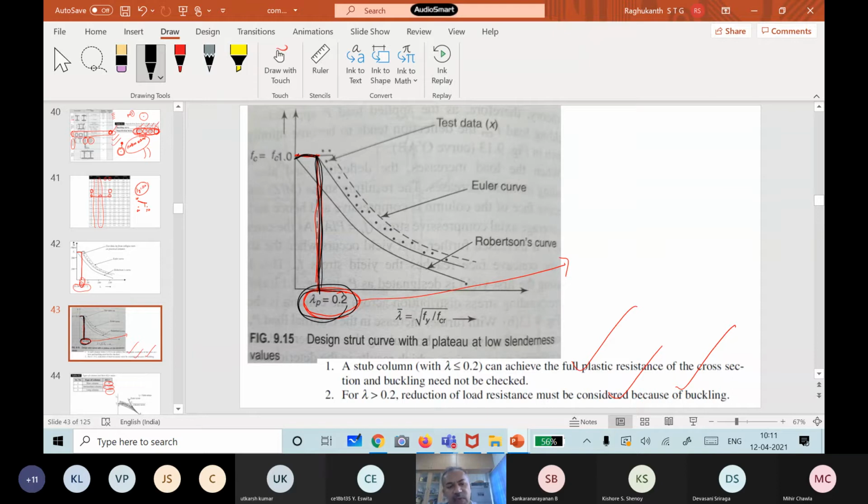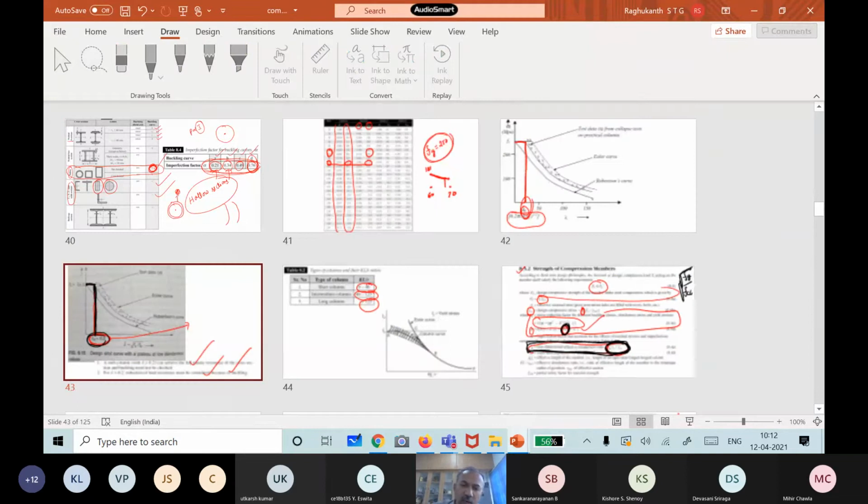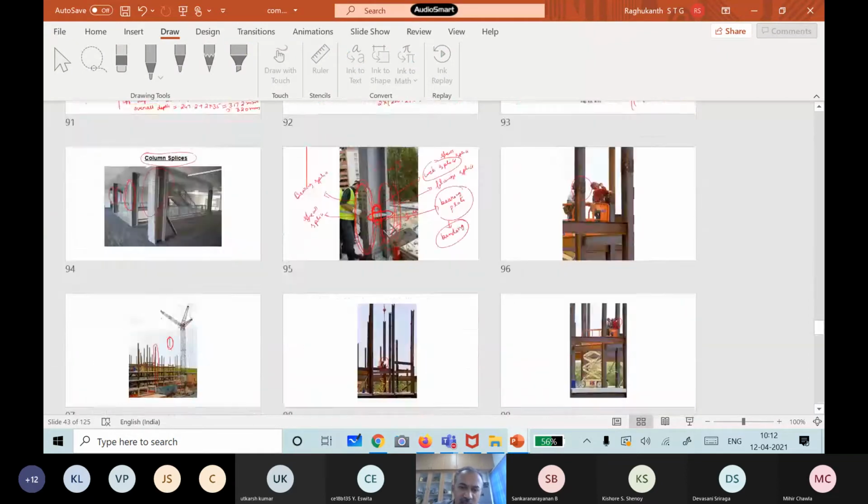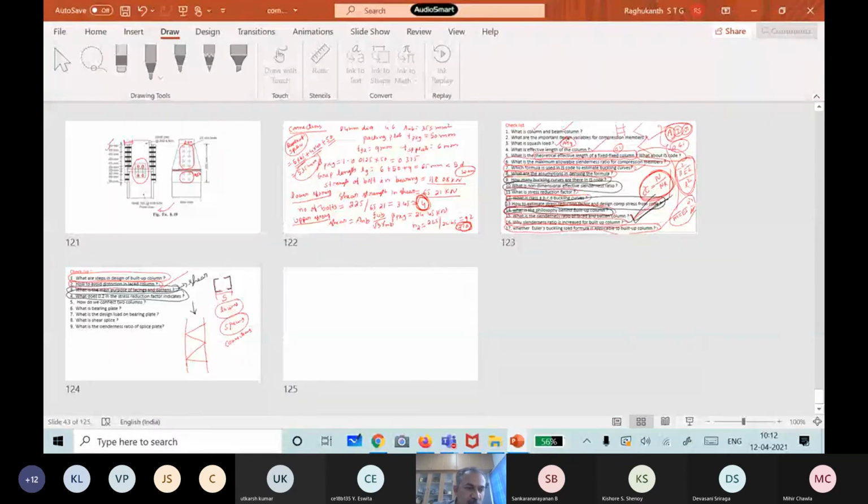See, if it is less than 0.2, what is the stress, the FC? What is happening to your buckling? It's a short column, to get this plateau. So that is why this 0.2 you followed. So this you should remember. The 0.2, what does this indicate and others. So that is the most important thing.